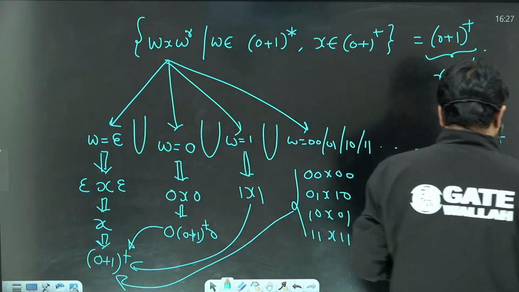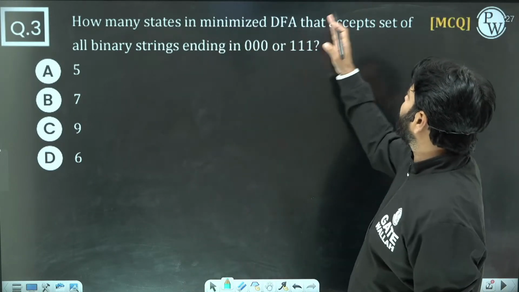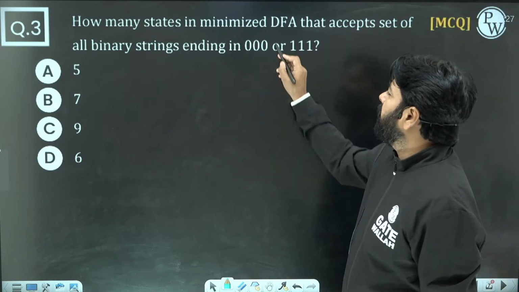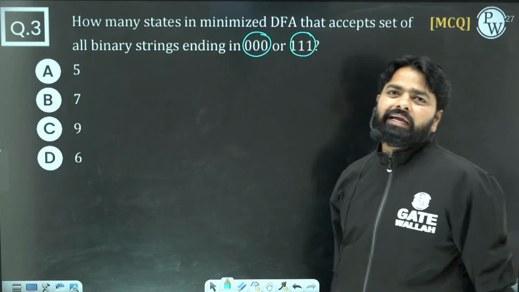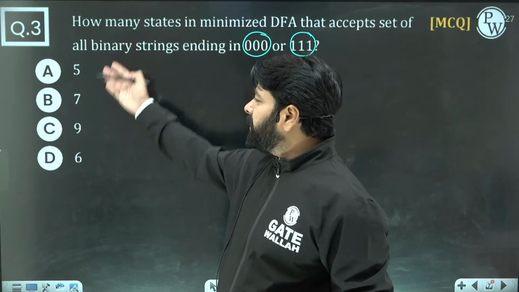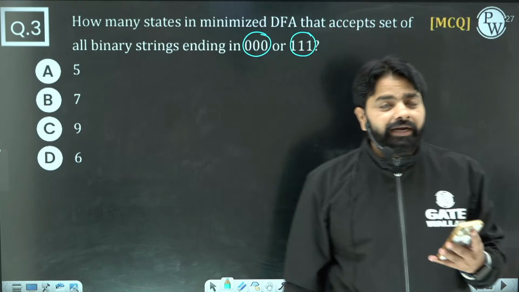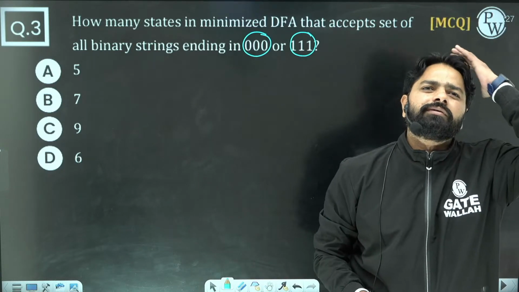Good, good. Next one. How many states are there in a minimized DFA that accepts the set of all binary strings ending in 000, three consecutive zeros, or ending in three consecutive ones? Okay, let's see who will come up with the right answer. Very nice question. In fact, it is an expected model GATE question.